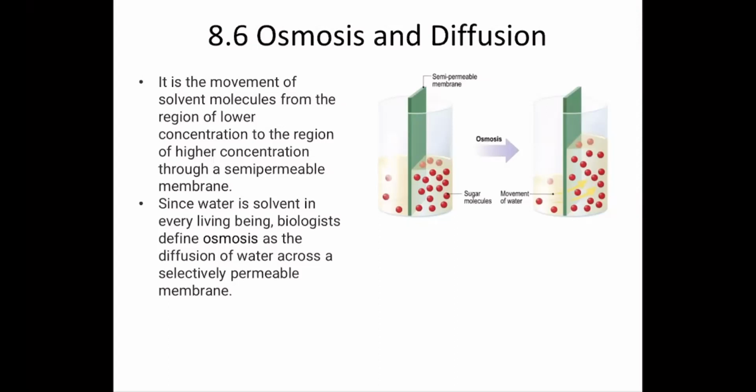Okay? So osmosis specifically is the movement, okay, of solvent molecules from the region of lower concentration to a region of higher concentration. But the important thing is that during osmosis, there needs to be a barrier. And that barrier is going to be called a semi-permeable membrane. So whenever we're talking about osmosis, we need that semi-permeable membrane in our system, okay?